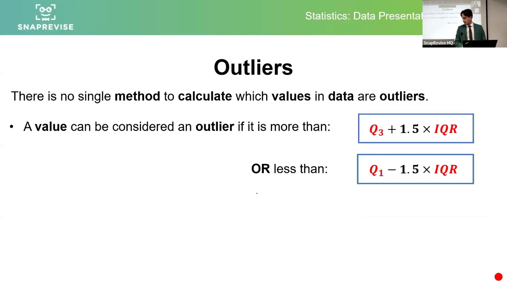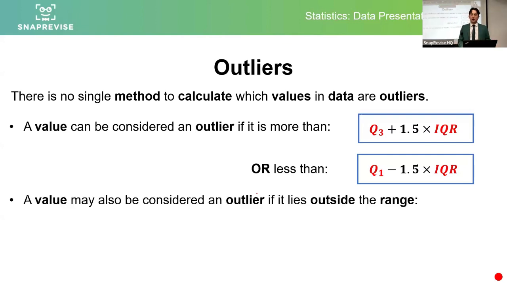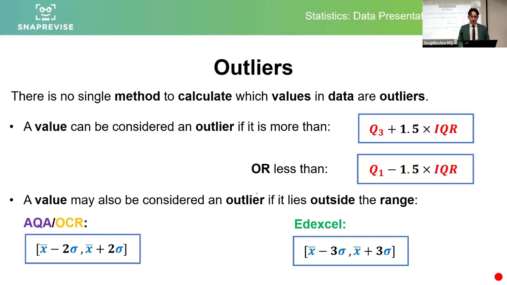So there's a couple of ways of doing it. One way, a very common way that they often use, is 1.5 times the interquartile range above the upper quartile and 1.5 times the interquartile range below the lower quartile. Anything beyond that is considered extreme. It's considered an outlier. Another way they sometimes define outliers is the mean plus or minus 2 standard deviations, or 3 standard deviations for some boards. But this varies. They'll give it to you in the question.